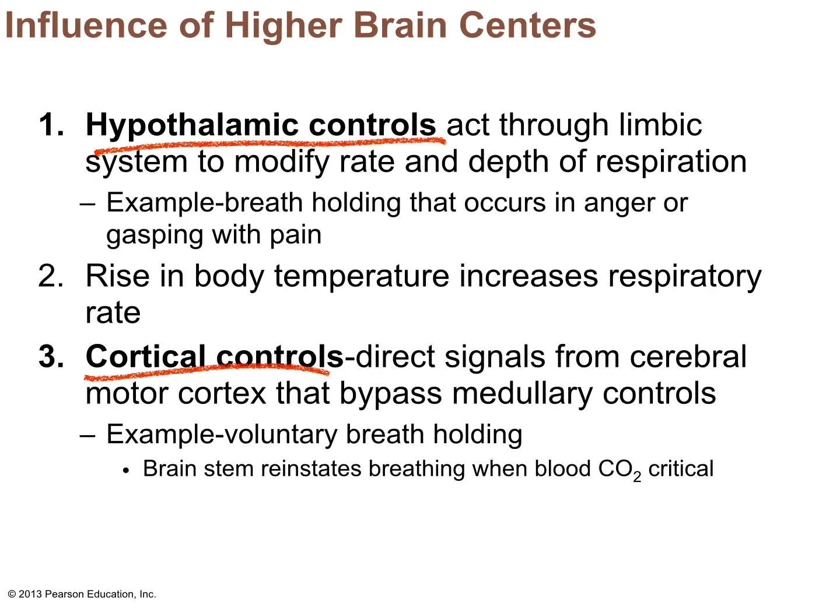If we go down to number 3, cortical controls. I can change breathing based on the cerebral cortex. I can change it based on conscious control. However, let's say I hold my breath. There's going to be a point in time when the medulla takes over and it shuts off, or it overtakes the cortical system and causes you to take a deep breath. Okay, and the number 2 there, the rise in body temperature will increase your respiratory rate. So those are things that affect respiratory rate.